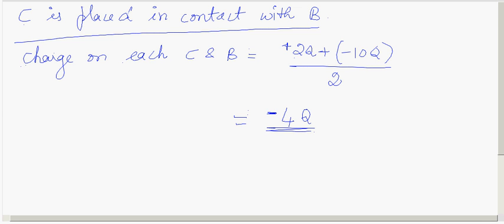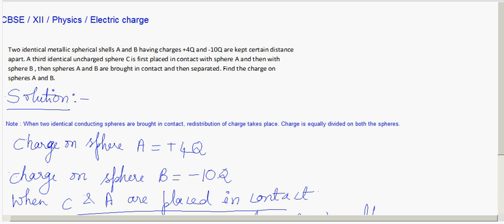Next, what? We finished two parts, that is C is placed in contact with A and then with sphere B. So this much we finished. Now what are they doing? Then spheres A and B are brought in contact and then separated. Find the charge on spheres A and B.